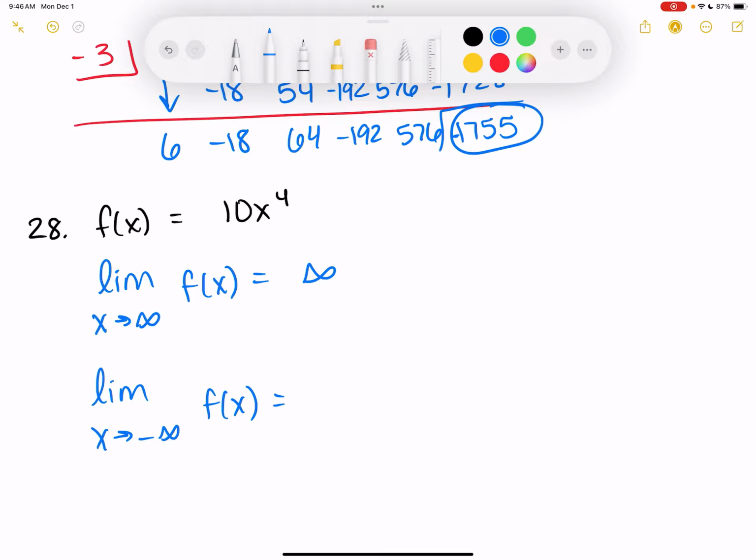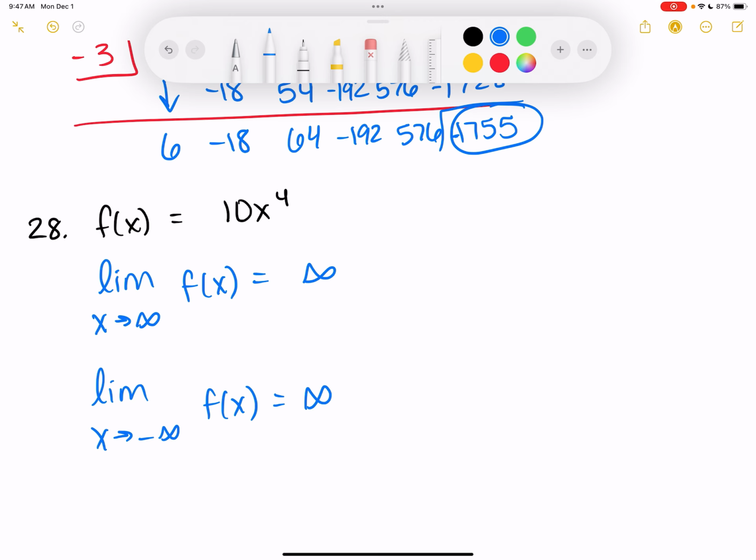And that's the answer. And then the next one's negative infinity. So if I plug in negative 500 and I raise that to the fourth, what's going to be the sign of that one? Positive. Sign in front is positive. That's why the number in front matters. So that's a 10. So this is also going to positive infinity.